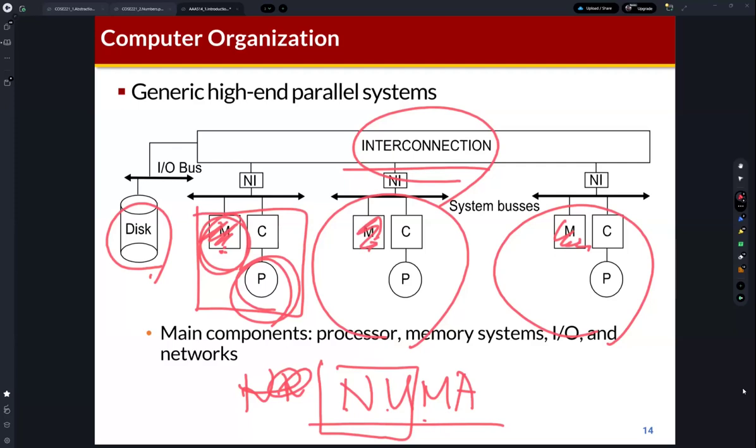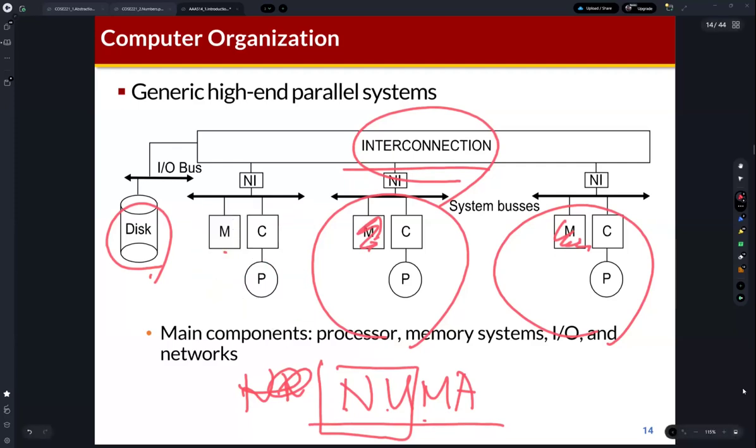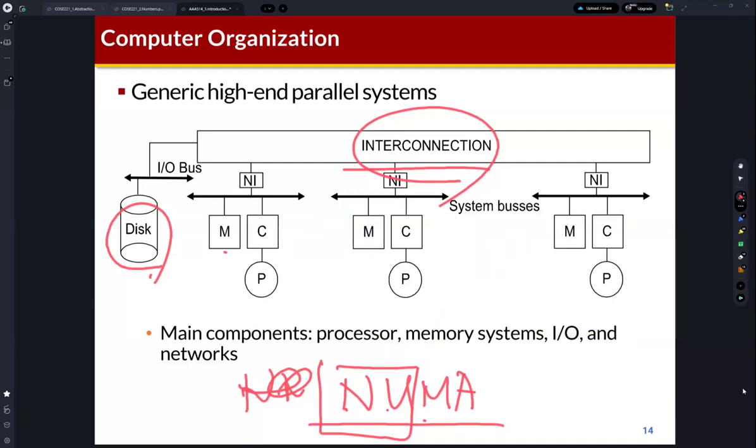So what's the research topic in this NUMA system? The memory access latency is different. If the data is found in the near memory, then we can access this data very quickly. But if data is found in the far memory, then it will take a very long time. If the data movement cost is very high, then performance will be degraded. So in the NUMA system, data organization or data management is a very important research topic.